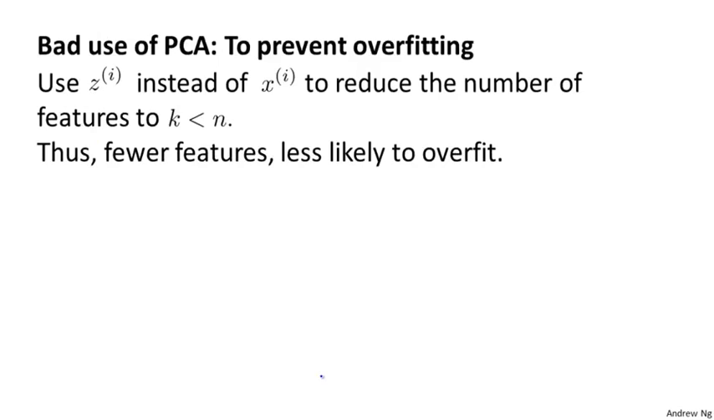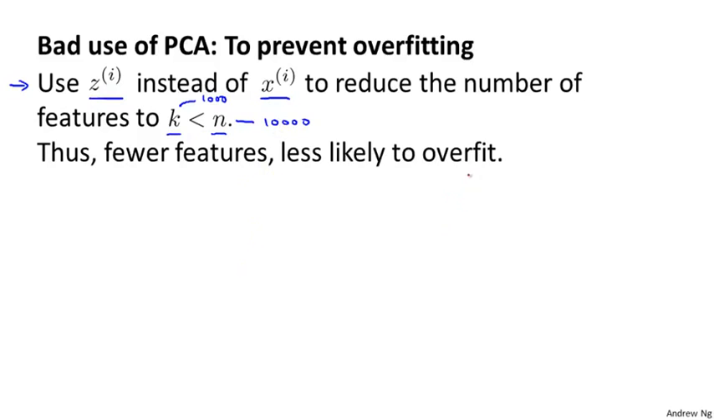This is not a great way to use PCA, but here's the reasoning behind this method. If we have xi, then maybe we'll have n features, but if we compress the data and use zi's instead, then that reduces the number of features to k, which could be much lower dimensional. And so if k is 1,000 and n is 10,000, then if we have only 1,000 dimensional data, maybe we're less likely to overfit than if we were using 10,000 dimensional data with 10,000 features. And so some people think of PCA as a way to prevent overfitting.